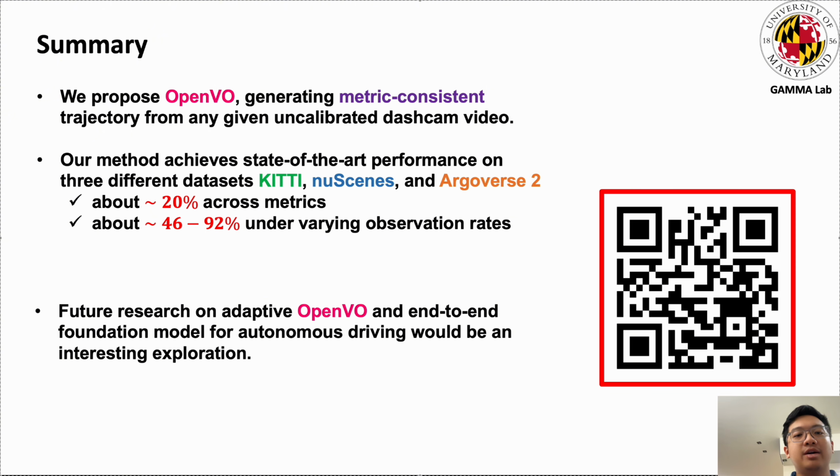To summarize, we propose OpenVO, a method that recovers metric consistent trajectories directly from uncalibrated dashcam videos. Our approach achieves state-of-the-art performance across KITTI, nuScenes, and Argoverse 2, with consistent improvements across metrics and strong robustness under sparse observation. Looking ahead, we believe extending OpenVO toward an adaptive and fully end-to-end foundation model for autonomous driving is a promising direction.